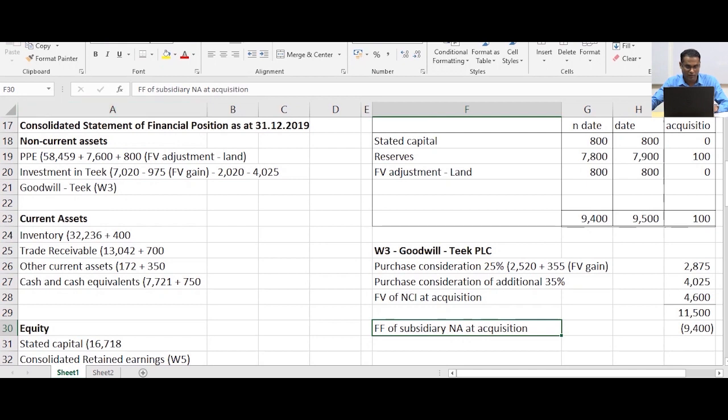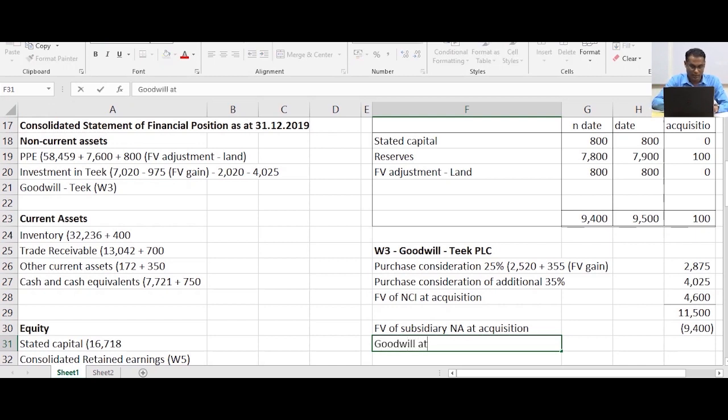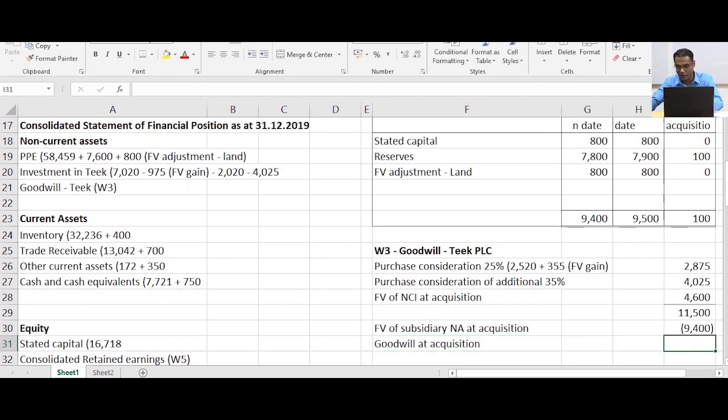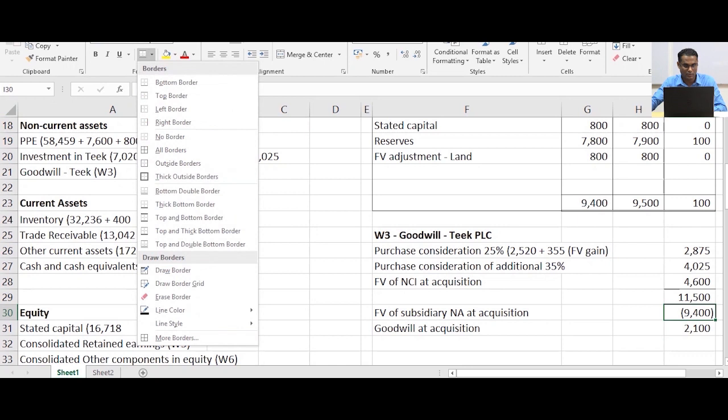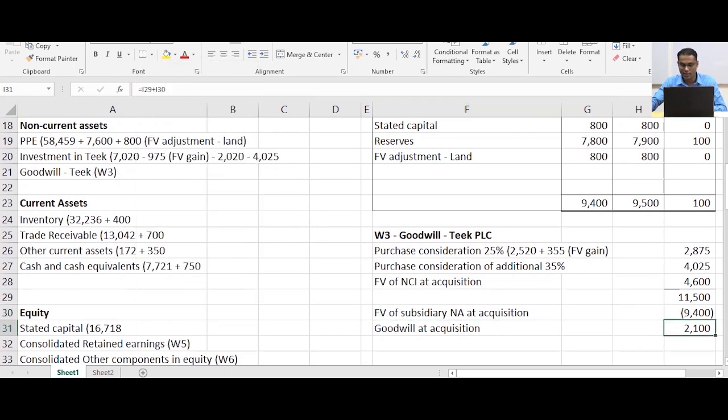This is fair value, right? Not FV. Fair value of subsidiary net assets at acquisition. Then goodwill at acquisition: 11,500 minus 9,400. How much? 2,100. 2,100. Okay, there is no goodwill impairment.